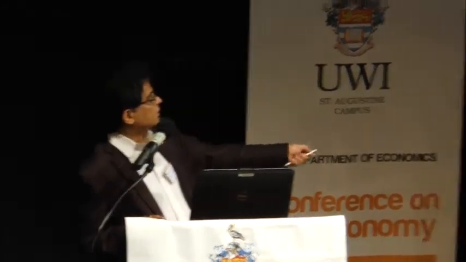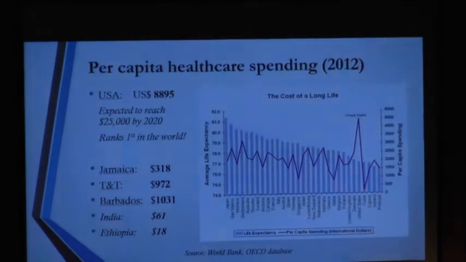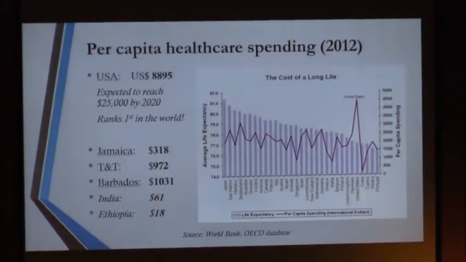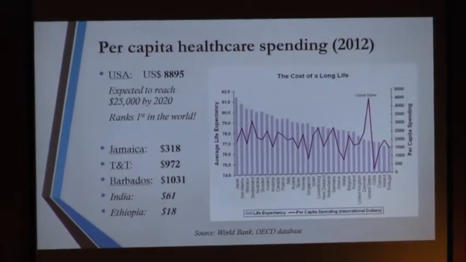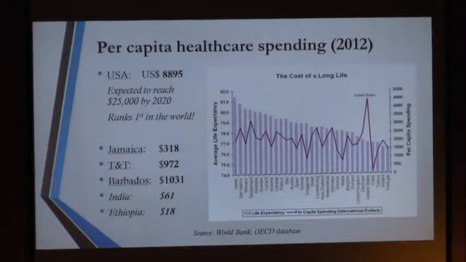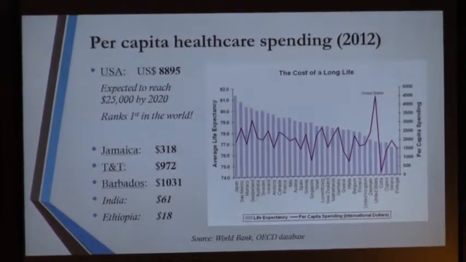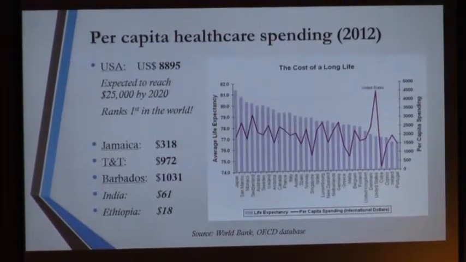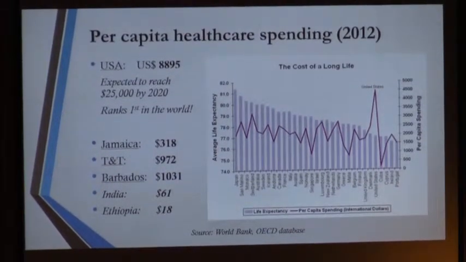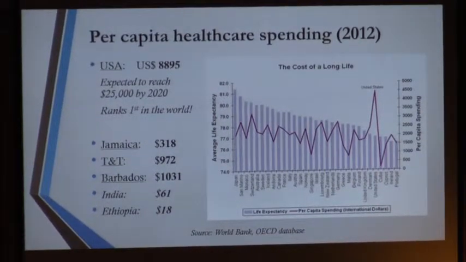And this is a very familiar slide to many of you. This one shows the longevity, the life expectancy in the OECD states, and you can see that the per capita healthcare spending has nothing to do with longevity. So you see the US has $8,000, Trinidad $900 US dollars, and I have given there India and Ethiopia just for comparison.